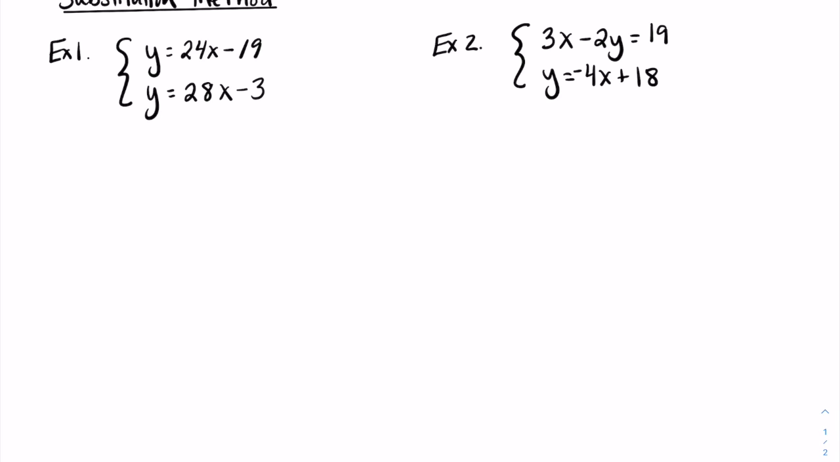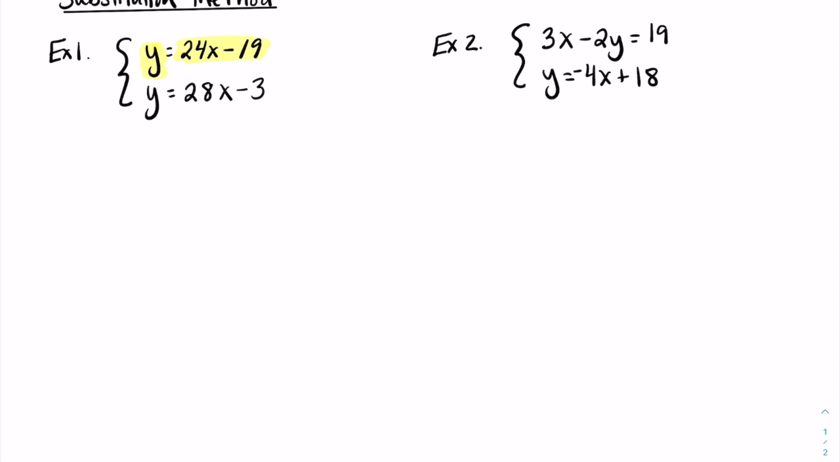In this video, we are going to solve systems of equations using the substitution method. For example 1, we have y equals 24x minus 19, and y equals 28x minus 3. So from the first equation, we know that 24x minus 19 has the same value as y. They're equal, they are interchangeable.